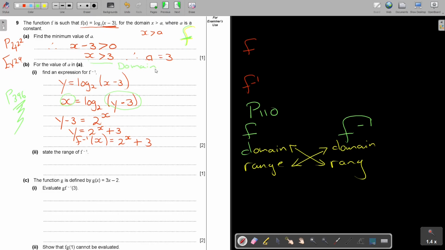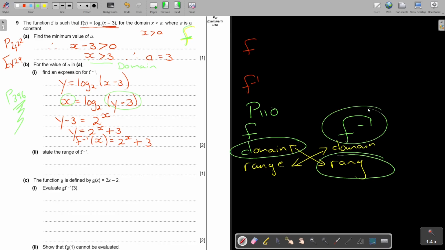Okay, so the domain will be equal to the range of the inverse. And that's what they ask now, the range of the inverse. So if this was x is bigger than 3, this will be the same, but it will just be y is bigger than 3. Instead of writing an x, you're just going to write a y. So that was very easy, just saying y is bigger than 3, coming from this principle.